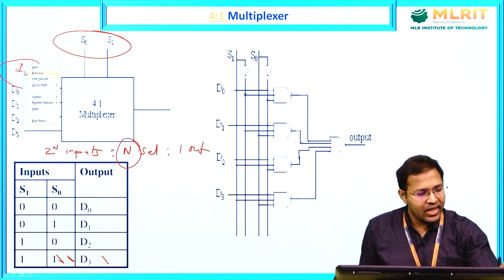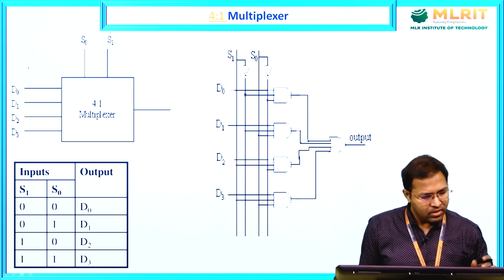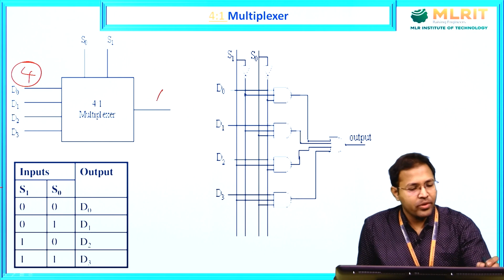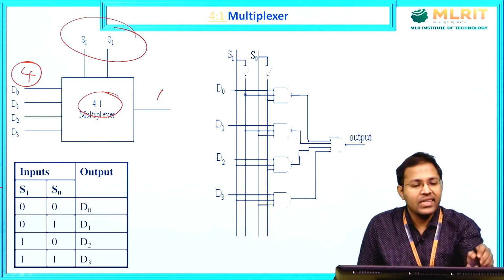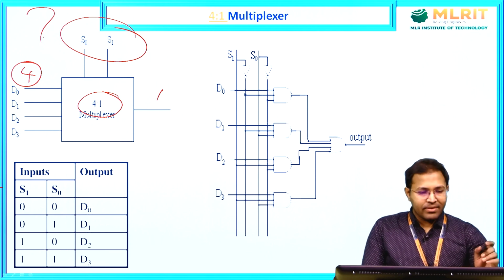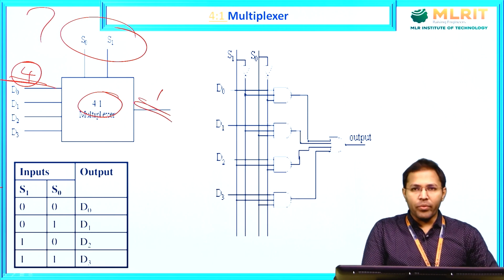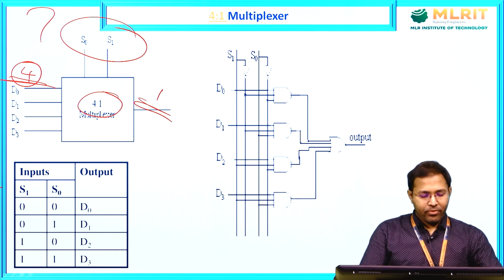So here you have 4 inputs and 1 output, hence the name of the mux, 4:1. It doesn't matter how many selection lines are there. The name of the mux is based on the number of inputs and outputs alone. 8 inputs, 1 output, 8:1 mux or 8:1 multiplexer.